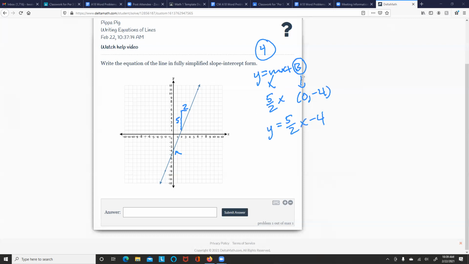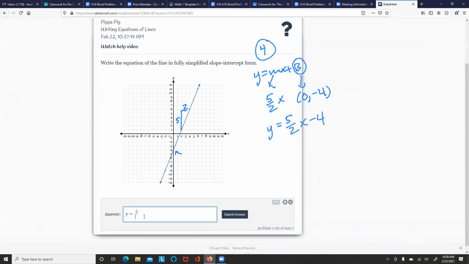And put, this is my slope. This is my y-intercept. So I'm going to write that and I'm going to type that in my answer here. Y equals 5/2 x minus 4. Don't even need parentheses. In Google Forms, we would put parentheses around the 5/2, but Delta Math is a math program, so you don't have to do that.